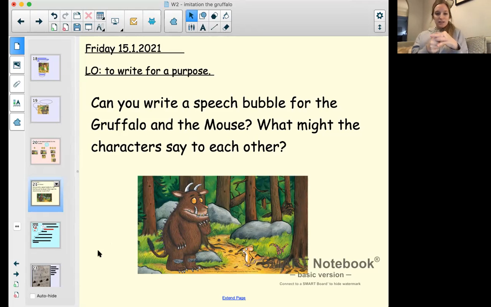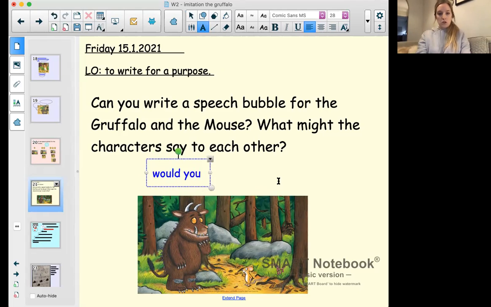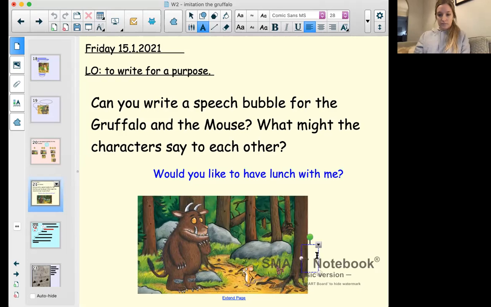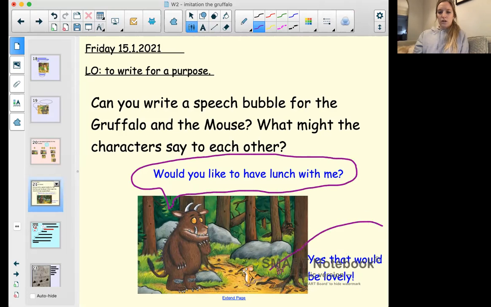Great, and welcome back. So let's have a think. What might the Gruffalo and the mouse be saying to each other? Well, the Gruffalo might be saying, "Would you like to have lunch with me?" Because he thinks the mouse really is the scariest creature in the wood. Maybe the mouse is saying, "Yes, that would be lovely." You can do your speech bubble around it. Maybe the mouse is saying, "I'm the scariest creature in this woods, and you can follow me and find out." And maybe the Gruffalo is saying, "Okay, I think I will."